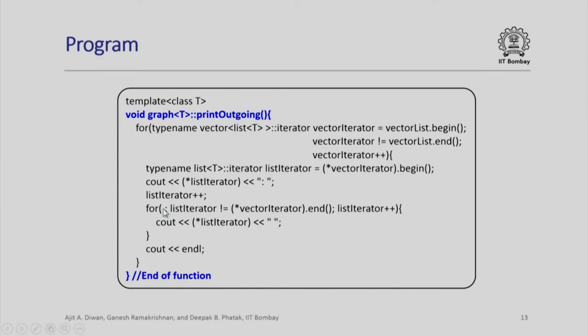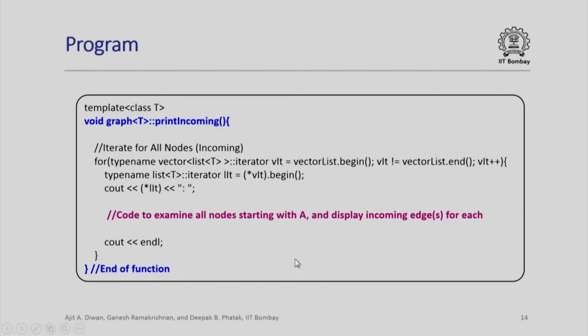So, all those lists, all those edges are to be covered. Please note, there is no initialization specification. All that we do is, as long as the list iterator is not at the end of the vector iterator list, we keep doing this. We keep outputting the next element pointed out by the vector iterator. So, in short, we traverse all the lists. For each list, we look at all the edges which are outgoing and print those edges. What about the incoming edges?